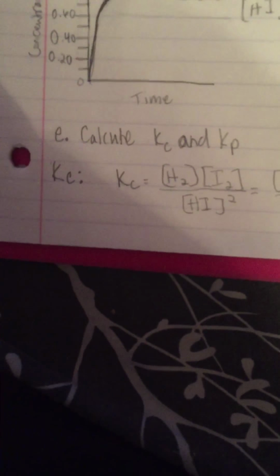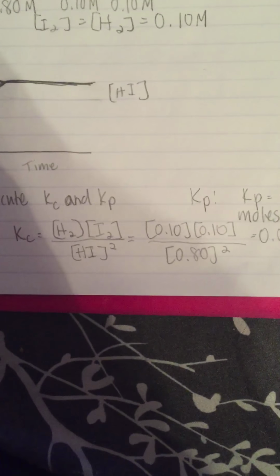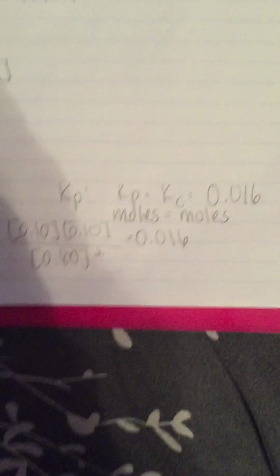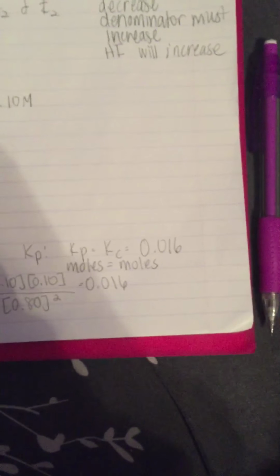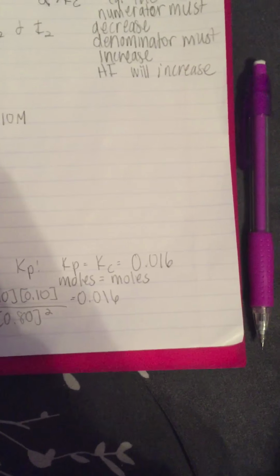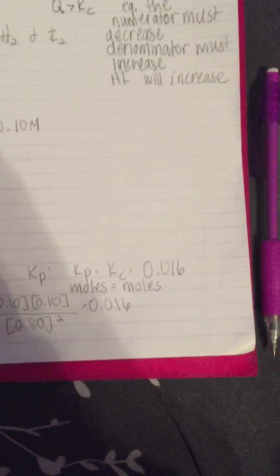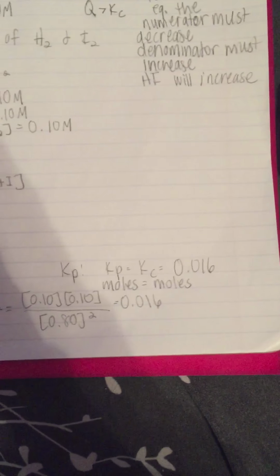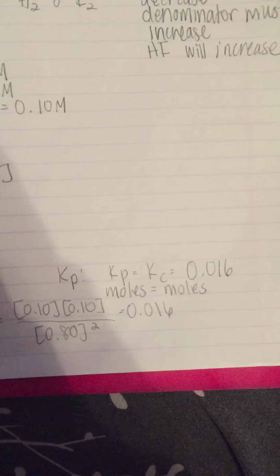So E says calculate the value of the following equilibrium constants at 700 Kelvin. I started with the expression, and then I just plugged in the numbers that I found in my ICE chart, and got 0.016. And then for Kp equals Kc, because the moles of gas are equal on both sides in this reaction, so it's 0.016 for Kp.